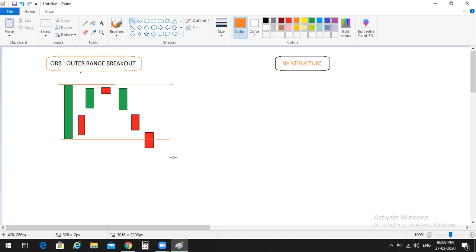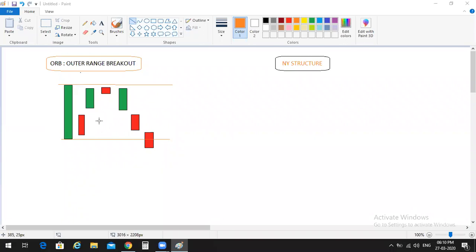So this is called as the outer range. This was the outer range, and there is now a breakout of this outer range. So when we see this, that there is a breakout of the outer range, the most important part over this is to understand that it will now have a chance of moving in any direction. Now, there are many things which go for this outer range breakout.